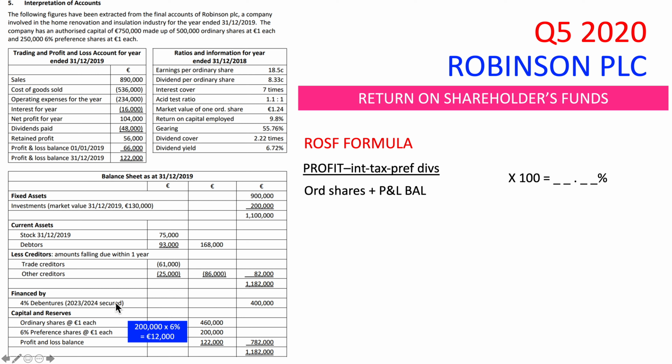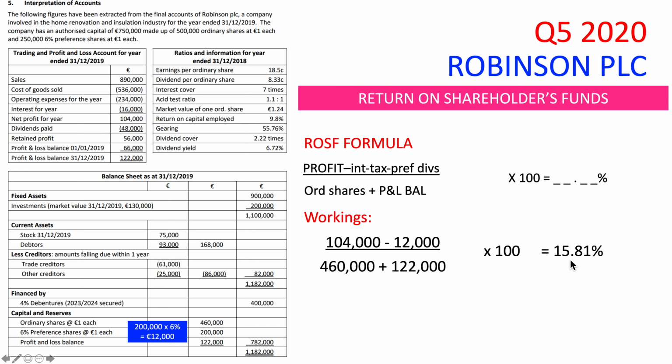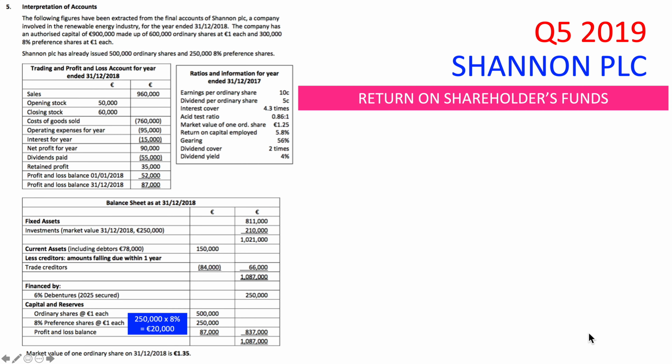So 200,000 multiplied by 6% is 12,000 euro. So I'm going to have 104 minus 12, and then that's going to be over the ordinary shares, which is 460, and the P&L, which is 122. So 460 plus 122. I'll multiply that by 100 and I get 15.81%. Now, I can't compare that to last year because I don't have the information, so I don't know what the trend is. But look, that's pretty good. It's over the return on risk-free investments. It's over the preference shares, the debentures, everything. So that is looking good.